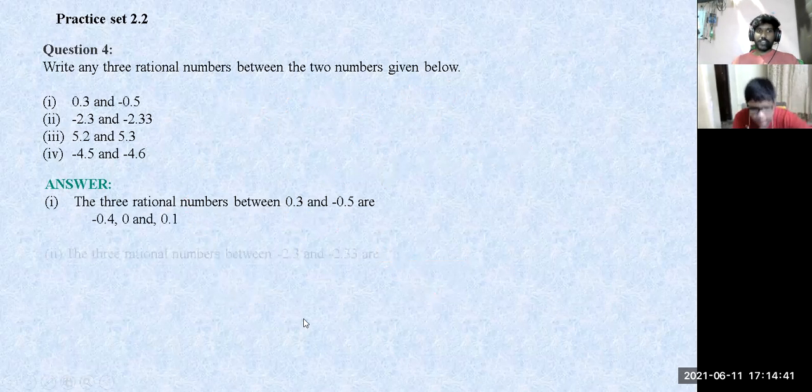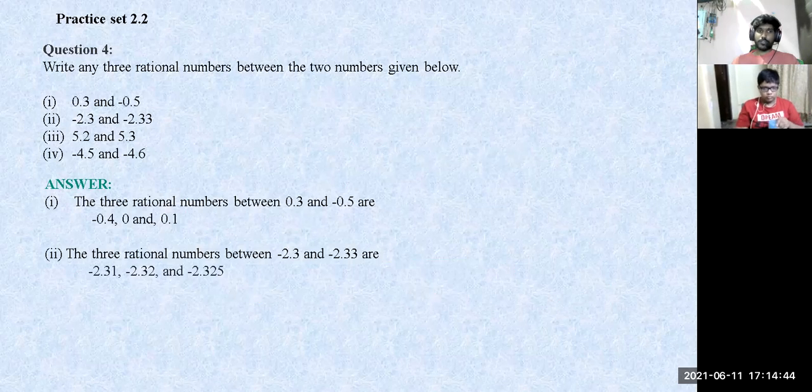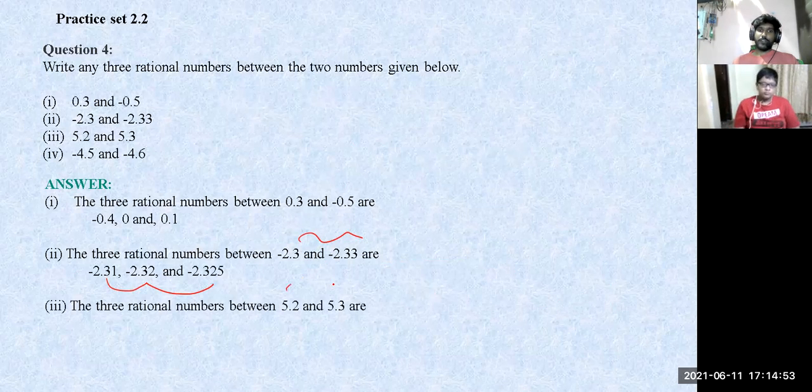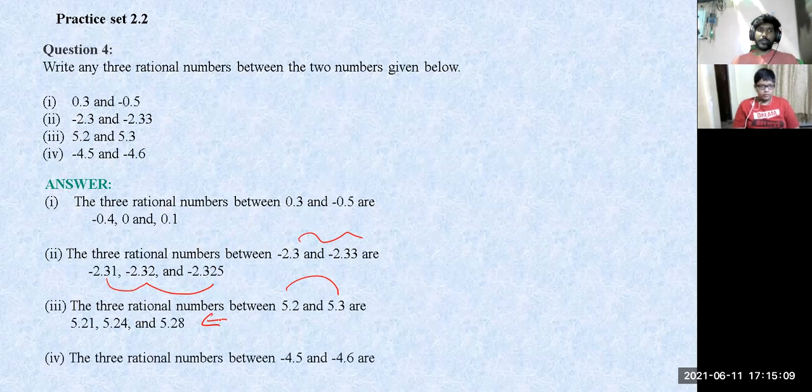Okay, so the answers that I have given here are different, but the answers you have given are also correct. So see, 3.1, 3.2, 3.25 will be between them. The three rational numbers between 5.2 and 5.3, as you said, 5.21, 5.23, and 5.22, they are also correct, and this is also correct. And lastly, between minus 4.5 and minus 4.6, minus 4.51, minus 4.52, minus 4.53, 58, whatever you take will be correct. So will you write this sum later on? Okay, sir. Okay.